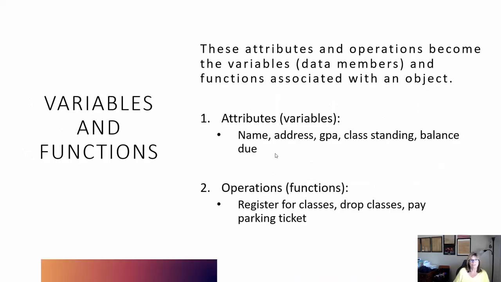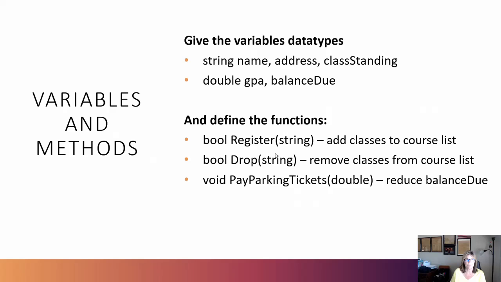And from there, what we're going to do is we are going to define the variables and the functions. So the attributes become the variables that we're going to be using for this object, a student, and then the operations are going to be called the functions, things that this object should be able to do. So we're going to give the variables data types such as string name, address, and class standing, a double GPA. We're going to define the functions. So you'll notice there is a return value, the function name, and then any parameters that that function might need.